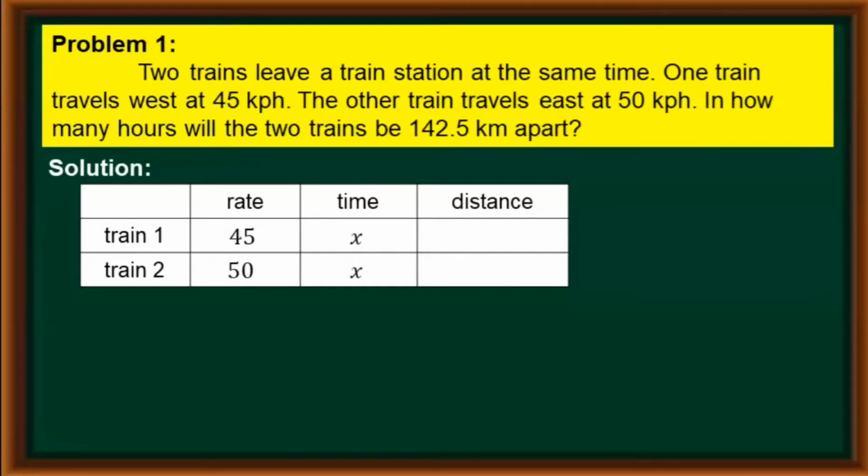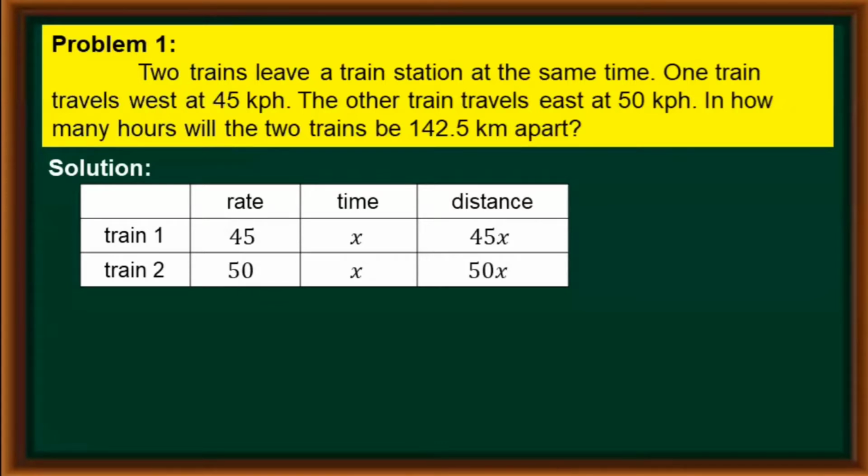For the distance, going back to our general formula, we can compute distance by multiplying rate and time. So we have 45 times x. So the distance traveled by train 1 is 45x. For train 2, 50 times x, that would be 50x.